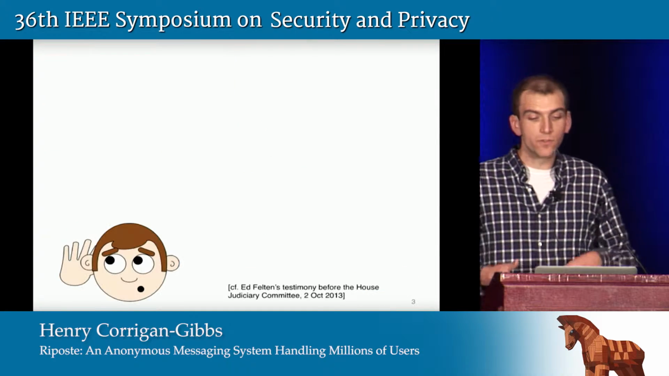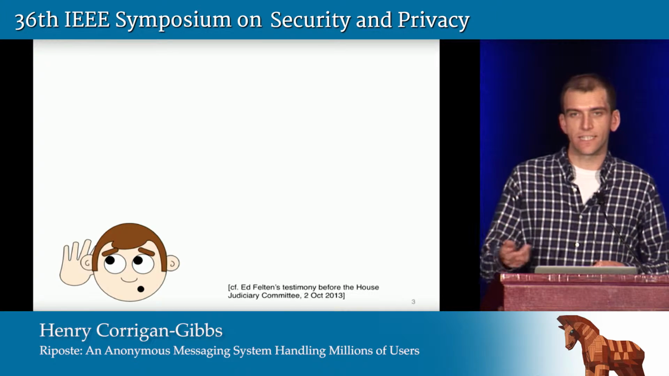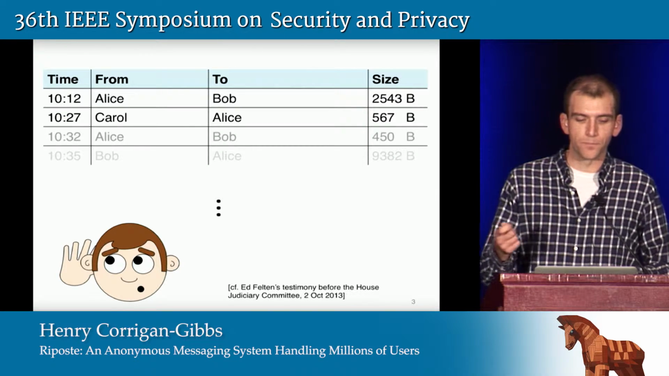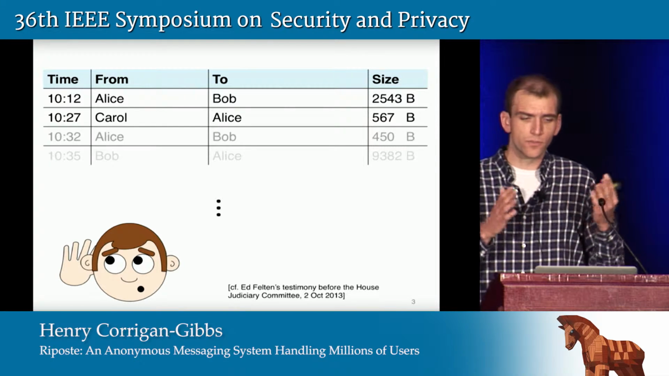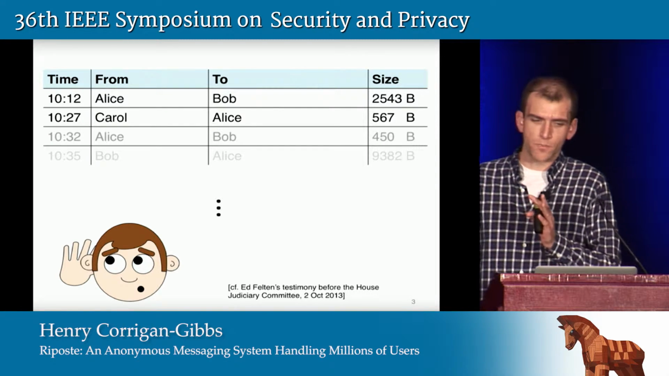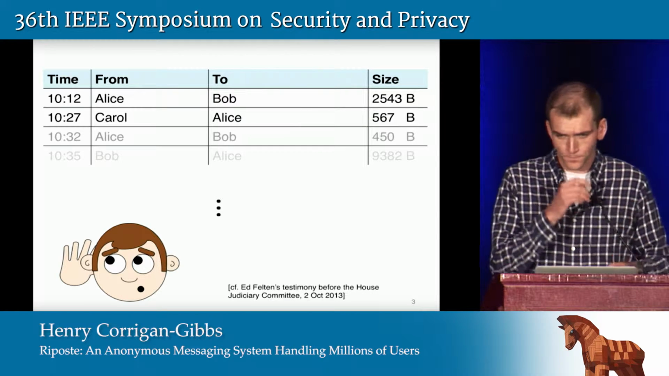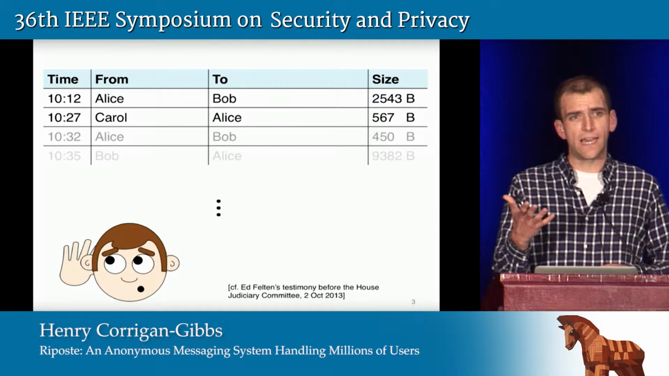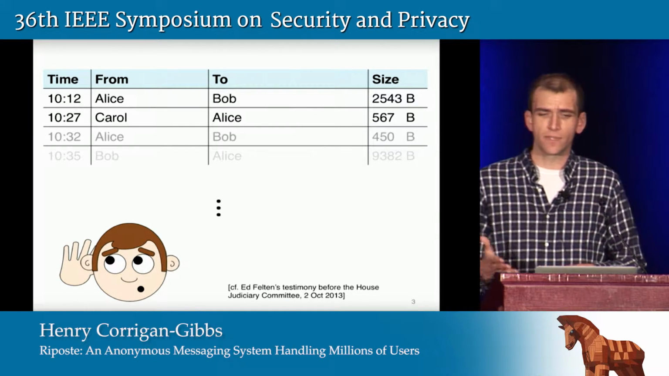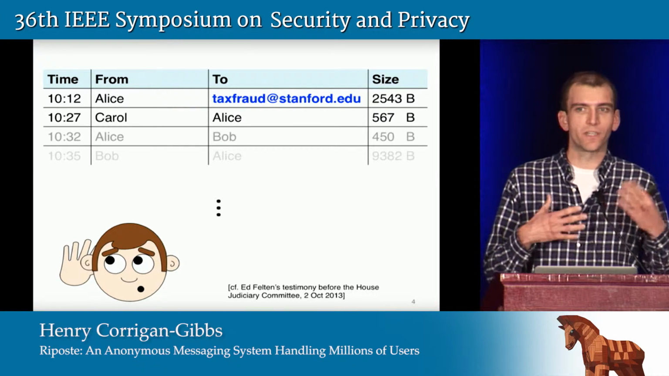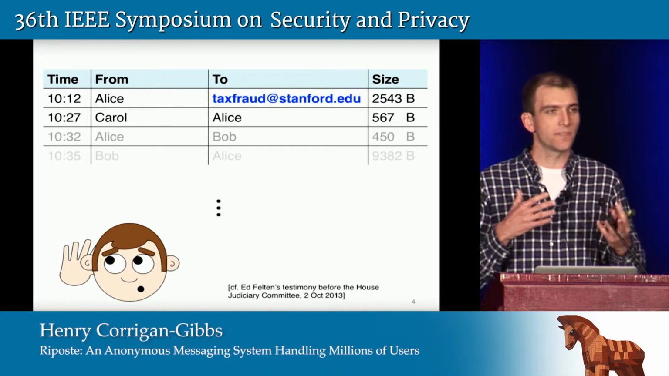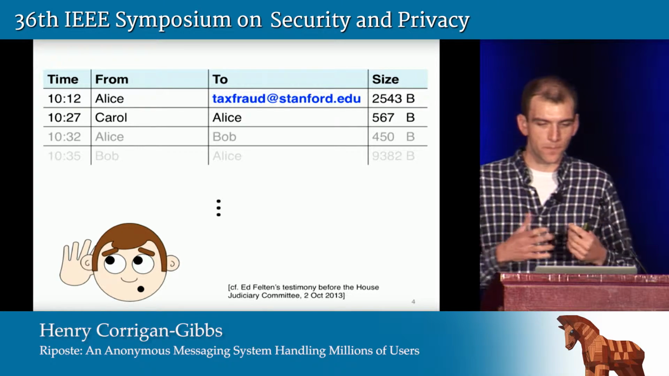In particular, if you look at what the adversary learns by listening in on Alice's network connection for a period of time, you see that the adversary can build up this sort of table. So he learns who Alice is talking to, the size of her packets, and the timings of those packets. And this doesn't necessarily look so bad until you swap out one of these fake names with the name of a real organization. So for example, taxfraud@stanford.edu is the email address we're supposed to contact if we suspect there's some tax fraud going on in our academic department.